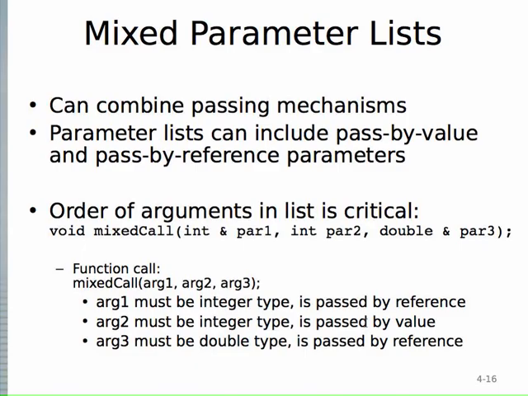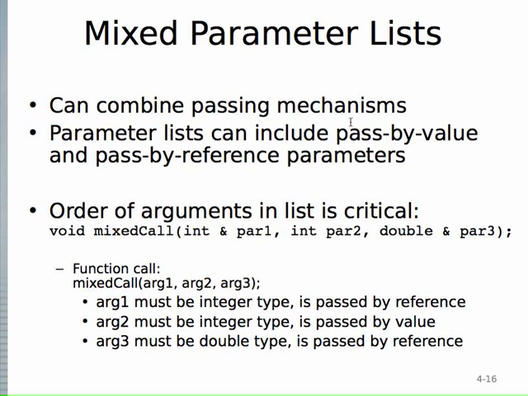So I will try to stick to this notation that the book uses. I believe the book tries to stay consistent. Unfortunately, in general, if you look out on the internet, people mix up these terms all the time. Okay, so you can have a mixed set of parameters in your parameter list. You can combine passing mechanisms. So you can have call by reference and call by value, or the parameter list can include pass by value or pass by reference.